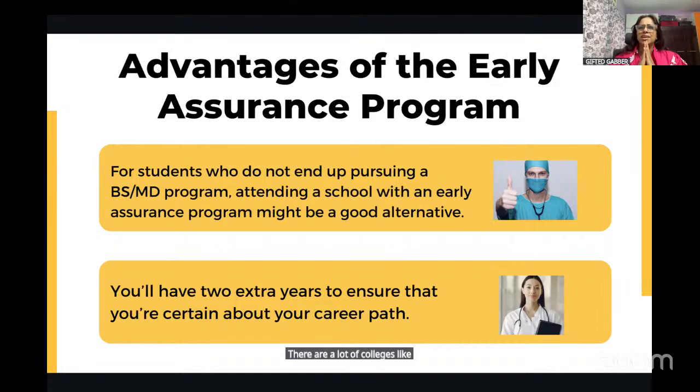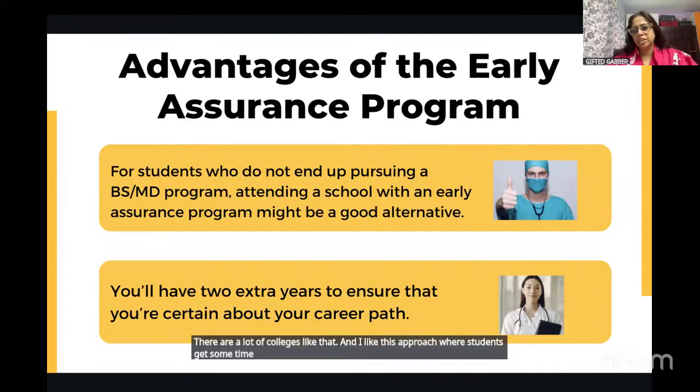And I like this approach where students get some time to figure things out, because at 17, they're not ready to make that commitment, or they don't have enough information, right? So that's why I like this program, where after 2 years, students get to apply for the BSMD program after making a decision based on their experience.